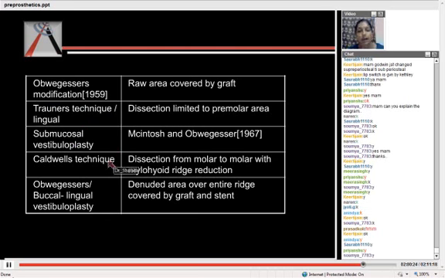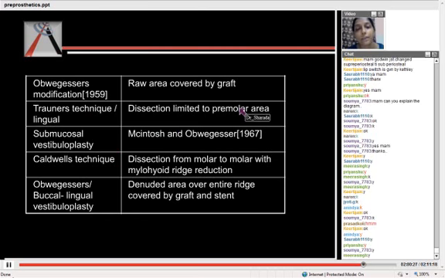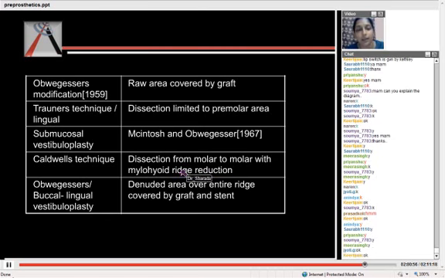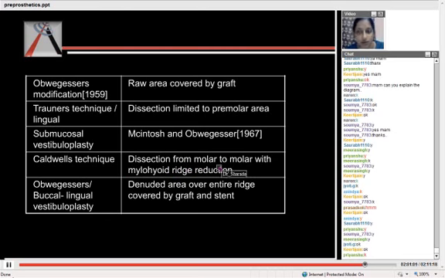Okay. Now Caldwell. The only difference is Troner went from premolar to premolar, and Caldwell went a little further. He dissected from molar to molar with mylohyoid ridge reduction. In case the mylohyoid ridge was too prominent, which caused unseating of the mandibular denture, he decided that since you have anyway opened up the flap, you might as well do some alveoloplasty. Smoothen out the mylohyoid ridge and increase the depth as well. Got it? So Caldwell combined both and went from molar to molar. That's the difference. You remember that, right?